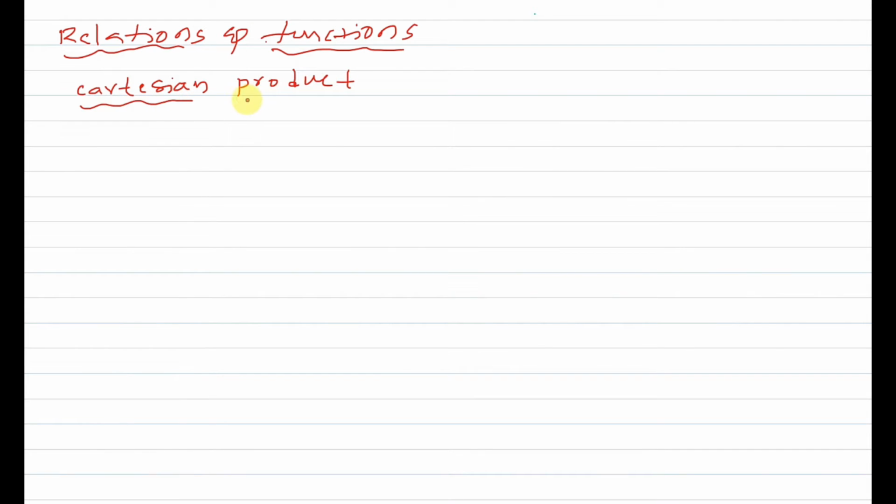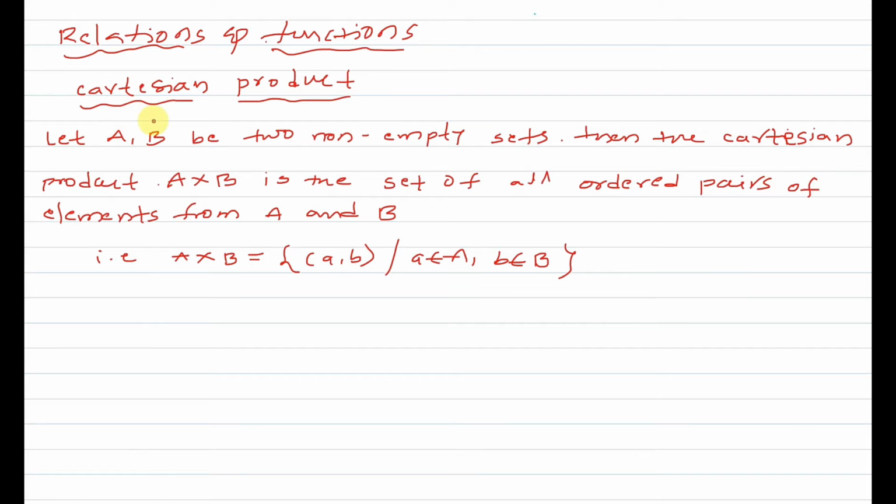Okay, Cartesian product. What is Cartesian product? We have to know here. Yeah, dear students, here is the Cartesian product. See, let A, B be two non-empty sets. Then the Cartesian product, we can call A cross B. It is A by B in matrices, but in sets and relations this is called A cross B. We call A cross B the set of all ordered pairs of elements from A and B.